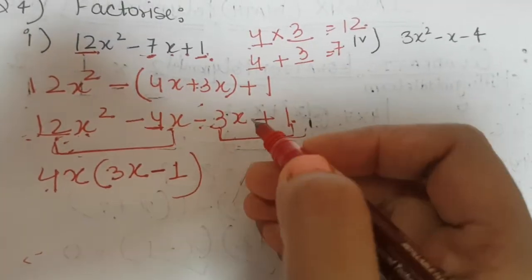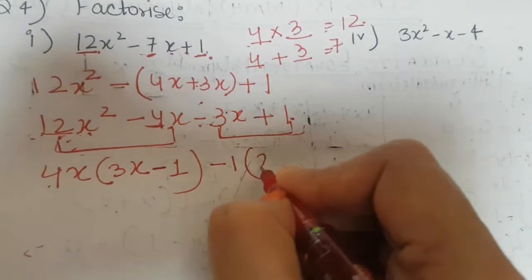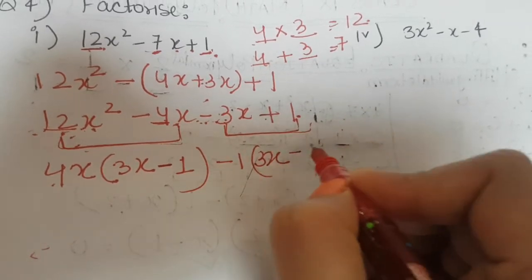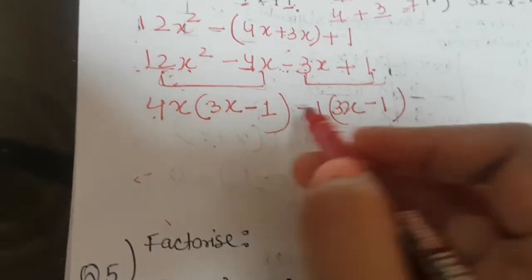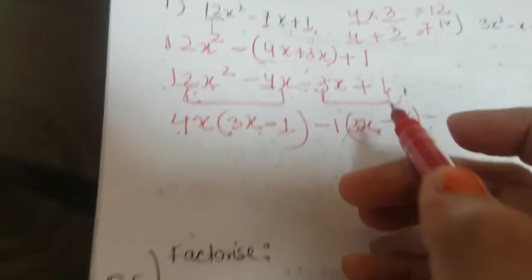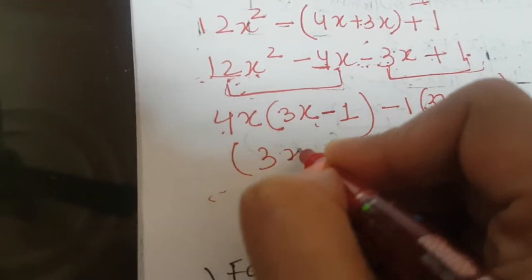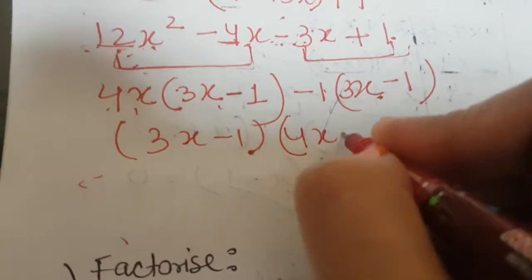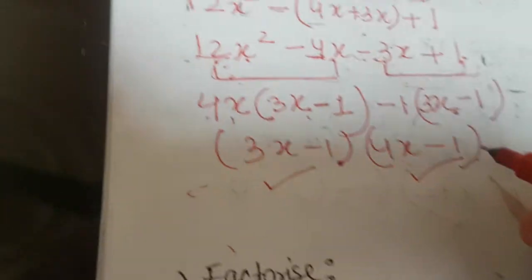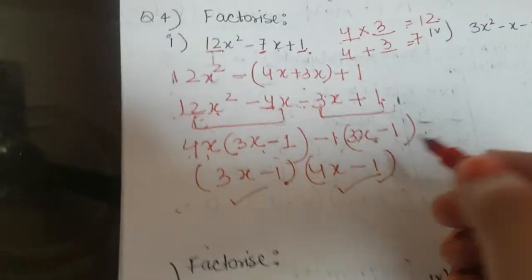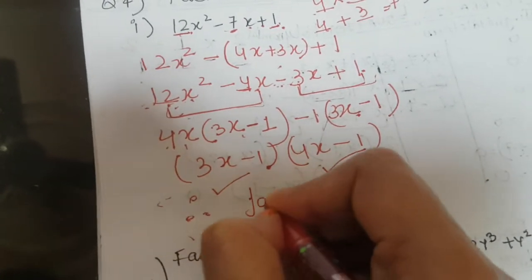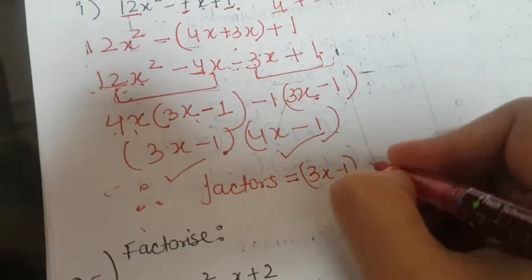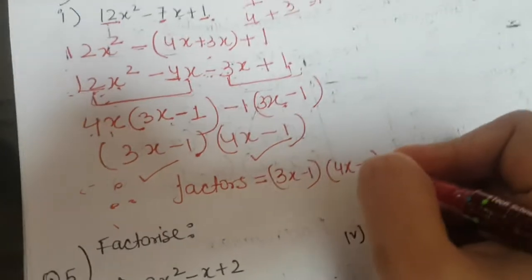Now from this pair what can we take common? Minus 1, so the sign will change. Minus 3x will be positive 3x and plus 1 will be minus 1. Now you see both brackets are the same, no change, so it means it's correct. So 3x minus 1, take this bracket common, and what is left here is 4x, and what is left here is minus 1. So what are the two factors of this first polynomial? Therefore factors are 3x minus 1 and 4x minus 1.